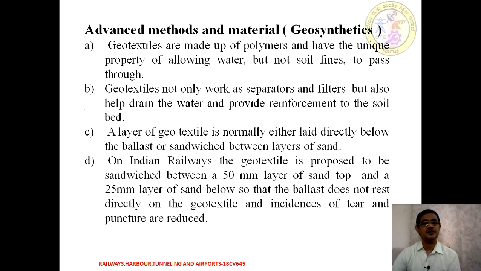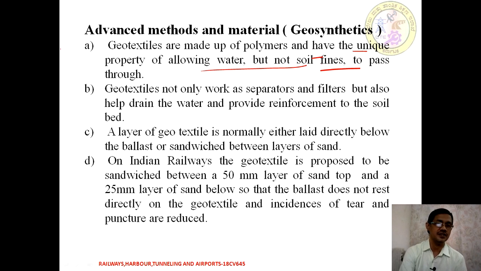Next is an advanced method of material, like geosynthetics. Geotextiles, which are made up of polymers, have a unique property of allowing the water, but not the soil particles, to pass through. Hence we use it as a filter material, and we can lay it below the subgrade or below the track. It depends upon the functionality of the geosynthetics and what method of treatment is required for the track system. Depending upon that, we use geotextile to allow the water to drain off.